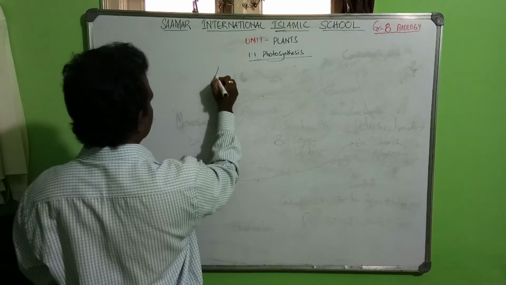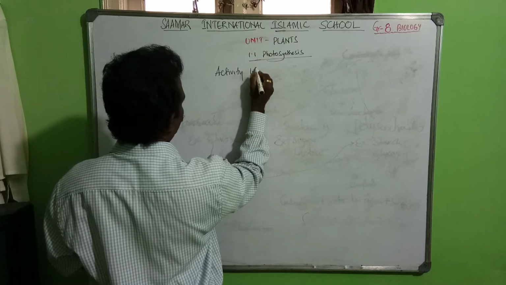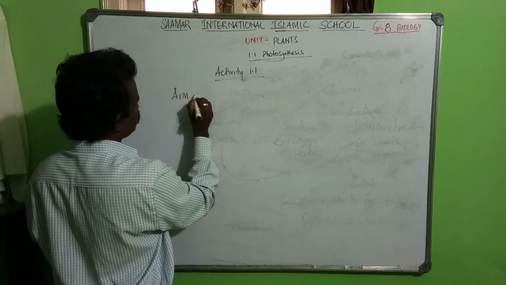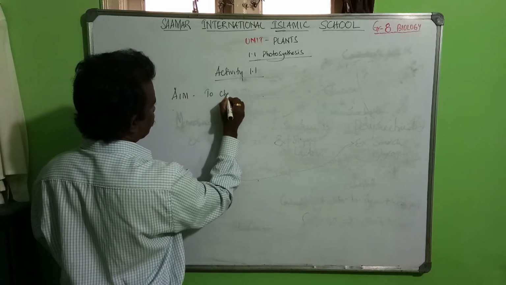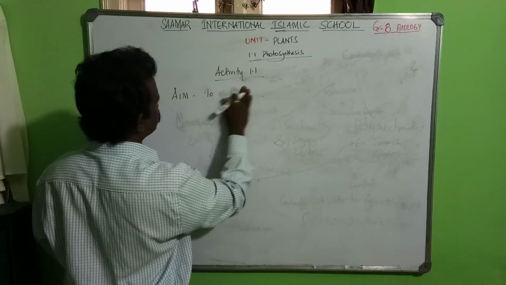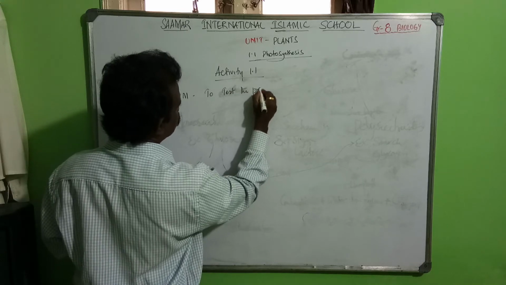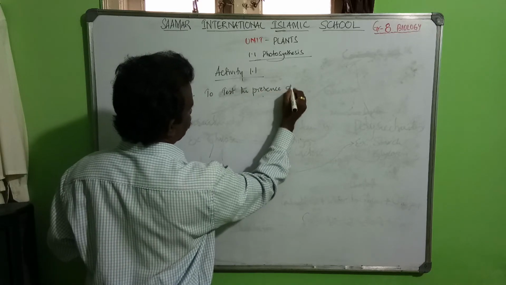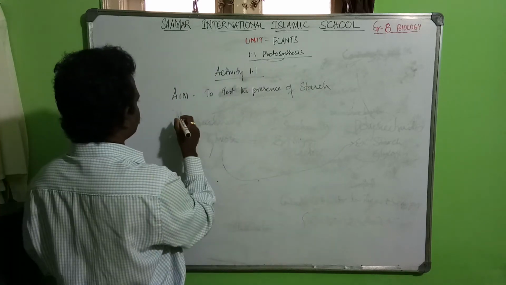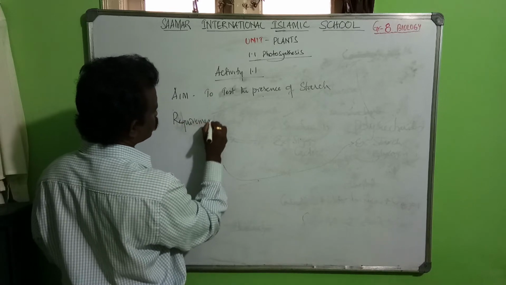Now activity 1.1. Okay, what is the aim? Aim: to test the presence of starch. Okay, next, requirement. What is required? So this is how you have to write the record.